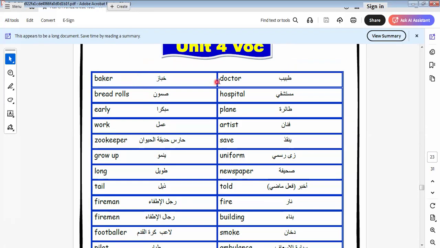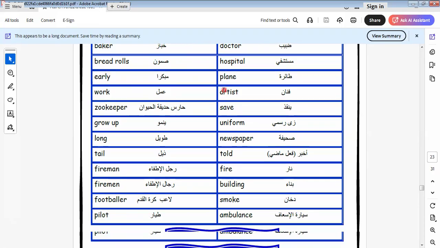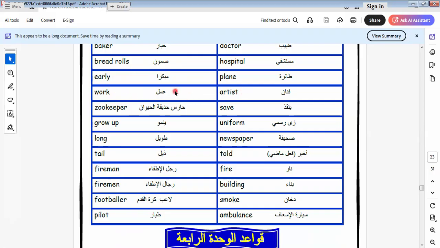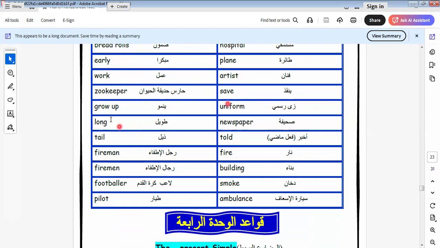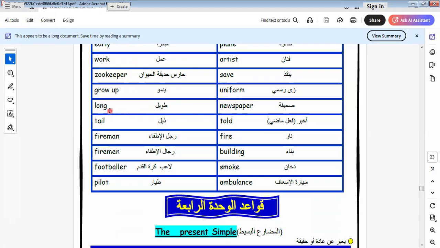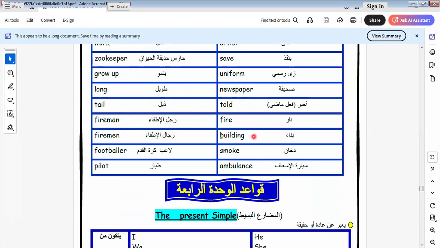Here we have baker, doctor, bread, rules, hospital, early, plane, work, artist, zookeeper, save, grow up, uniform, long, newspaper, tail, and told. Fireman, fire. Here we have fireman. Fireman is the singular. Firemen is plural. Must know this. This is called singular, and this is called plural. The plural of fireman will be here, firemen.